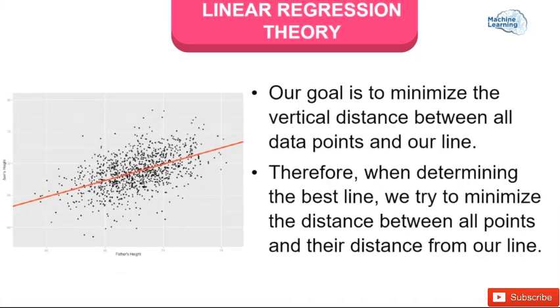Now, with linear regression, our goal is to minimize the vertical distance between all data points and our line. Therefore, when we determine the best line, we try to minimize the distance between all points and our line. There are actually many different ways to minimize this, some using squared errors, some using absolute errors, and so forth and so on. However, the general purpose of all of these methods is to minimize the distance between your line and the data points. Yes?